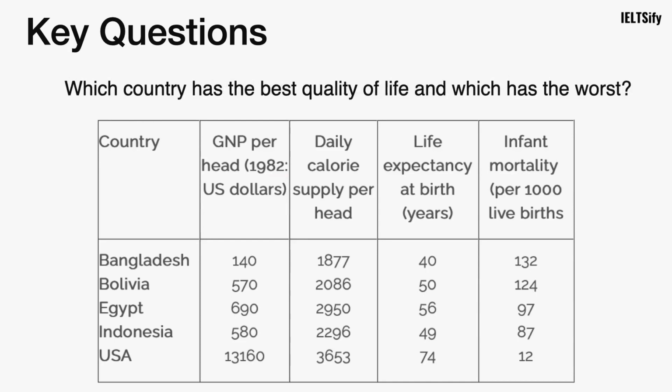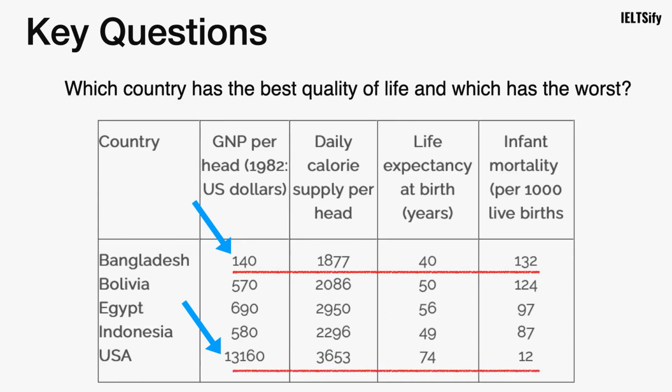Which country has the best quality of life and which has the worst? So in this case you can see Bangladesh has only 140 US dollars per head. USA, however, is much higher at 13,160. If we look at the other indicators, you can see Bangladesh is much worse. USA is by far the highest. So look for these kind of things.